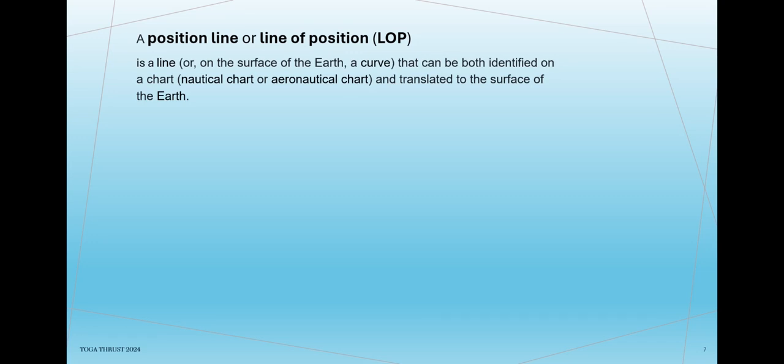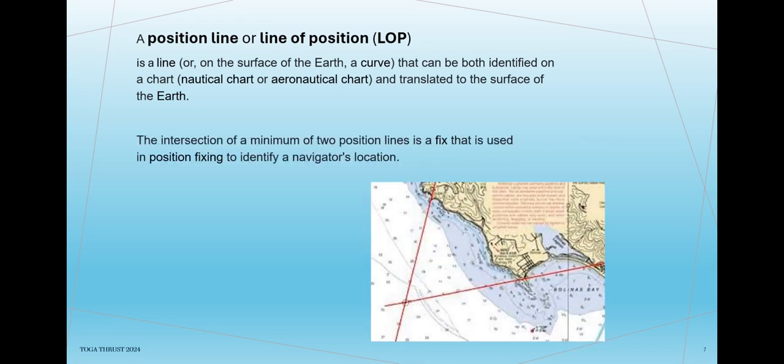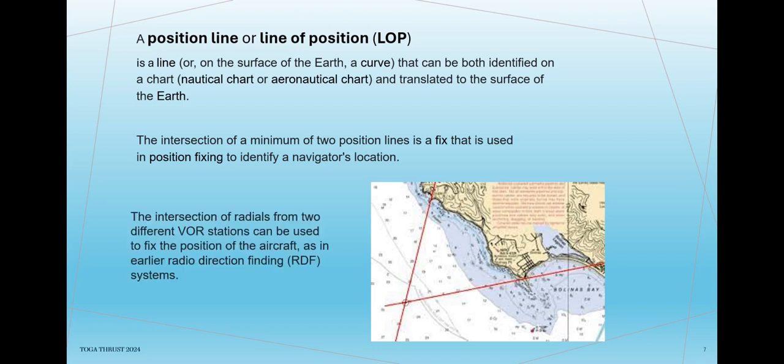A position line, or line of position, LOP, is a line, or, on the surface of the Earth, a curve, that can be both identified on a chart, nautical chart or aeronautical chart, and translated to the surface of the Earth. The intersection of a minimum of two lines is used in position fixing to identify a navigator's location. The intersection of radials from two different VOR stations can be used to fix the position of the aircraft, as in earlier radio direction finding, RDF, systems.